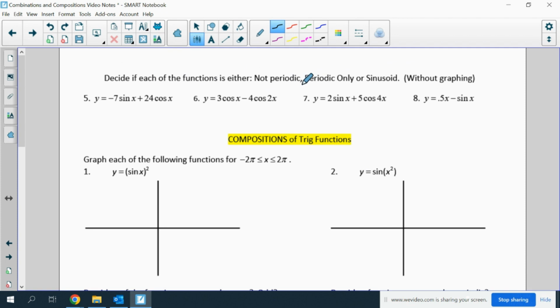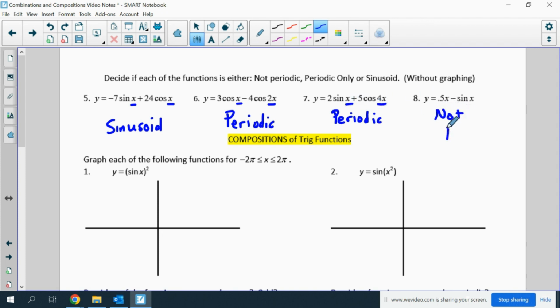So if we look at these, we're going to decide if all 4 of these are not periodic, periodic only, or sinusoidal. And of course, if it's sinusoidal, it actually implies that it's periodic. So the first one, periods are the same, so we end up with a sinusoid. This one, not sinusoidal because the periods are different, but it is periodic. It repeats itself every so often. This one, same thing. Notice that the periods are not the same in these two. Number 8 is not periodic at all.